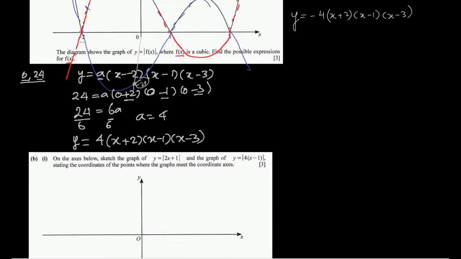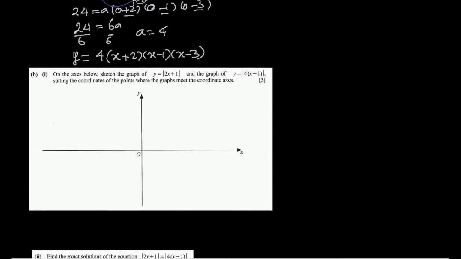B part, what is it talking about? On the axis below, sketch the graph of y equal to absolute value of 2x plus 1. So like in part 1, we found the original one from the absolute. Here let's assume that this is the original one, 2x plus 1. Let's draw the graph of 2x plus 1 first, and then we will take care of the absolutes.